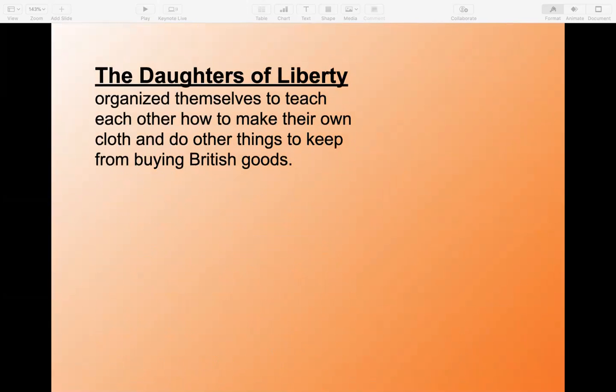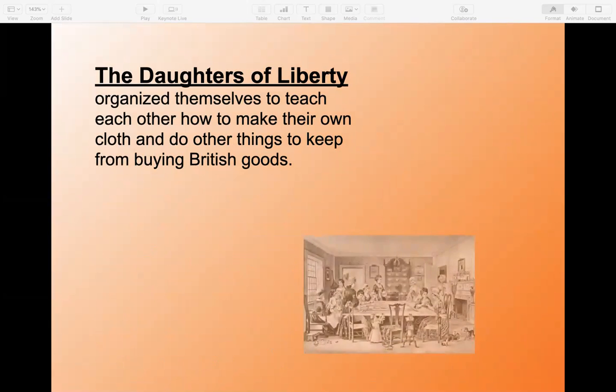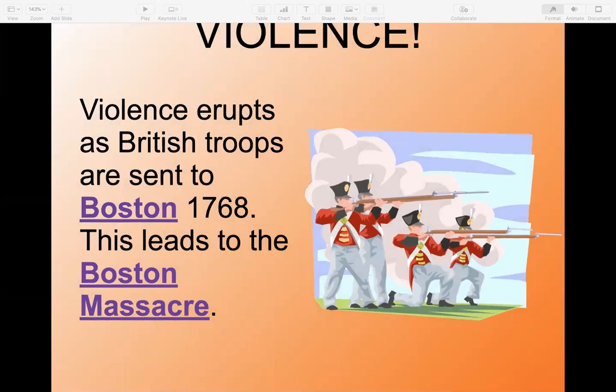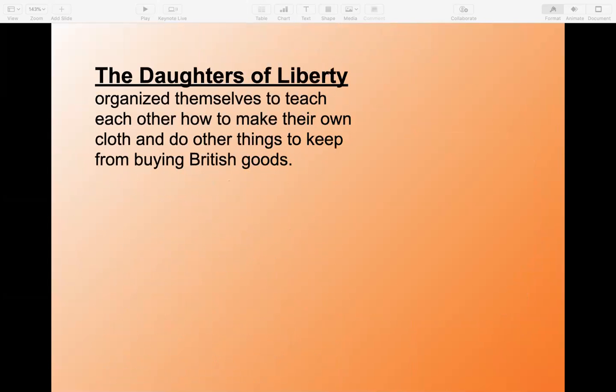Daughters of Liberty organized themselves to teach each other how to make their own cloth and do other things to keep from buying British goods. So yeah, if you missed this one, again, it was the Daughters of Liberty who organized themselves to teach each other how to make their own cloth.